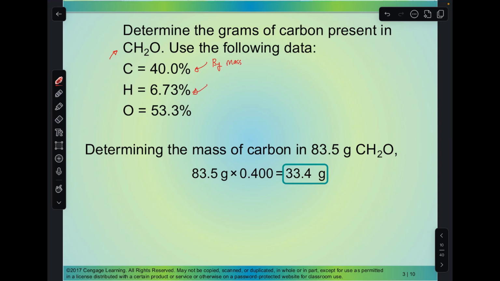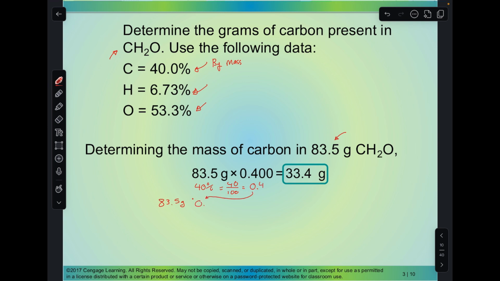We know that hydrogen is going to be 6.73. Hydrogen is often very small. And oxygen is going to be 53.3. And so to determine the mass of carbons in this much of formaldehyde, 83.5 grams, this is how we would approach it. So 83.5 grams times 40%. So 40% is equal to 40 divided by 100, right? It's 40 out of 100, which is equal to 0.4. And so that's what we would put down here.